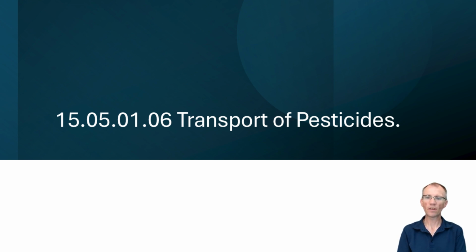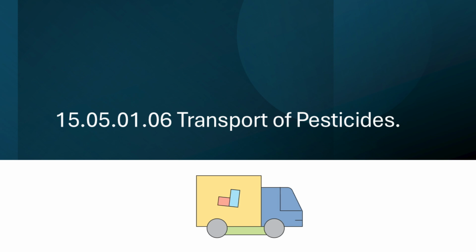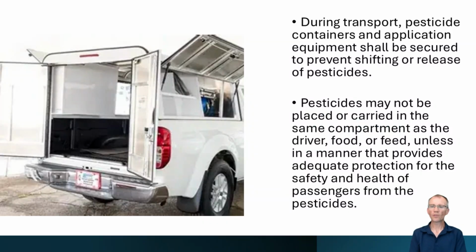15.05.01.06 Transport of pesticides. During transport, pesticide containers and application equipment shall be secured to prevent shifting or release of pesticides. Pesticides may not be placed or carried in the same compartment as the driver, food, or feed unless in a manner that provides adequate protection for the safety and health of passengers from the pesticides.